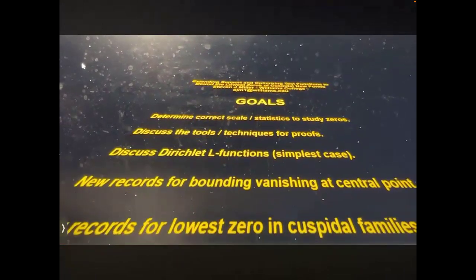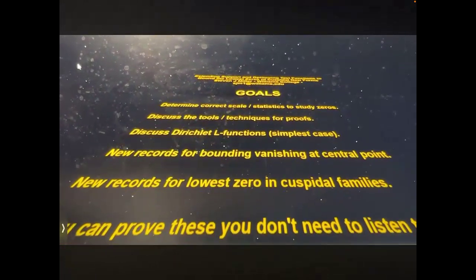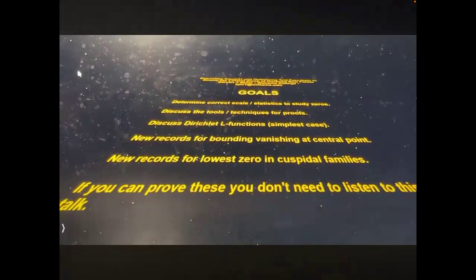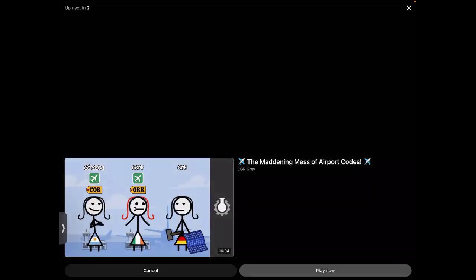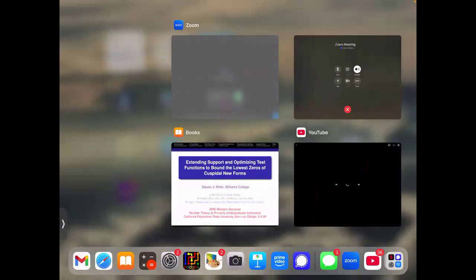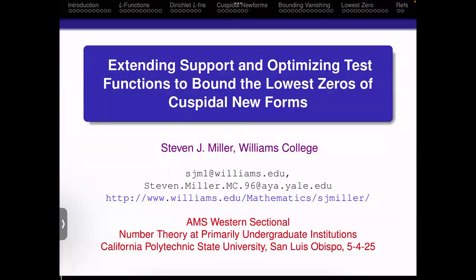So what we'll do today is we'll talk about the correct field to study zeros. We'll discuss the tools and techniques. I'm going to focus for the most part on easier examples rather than the ones that I'm really looking at with students. And as time permits, I will talk about some future work that I'm doing with some students.